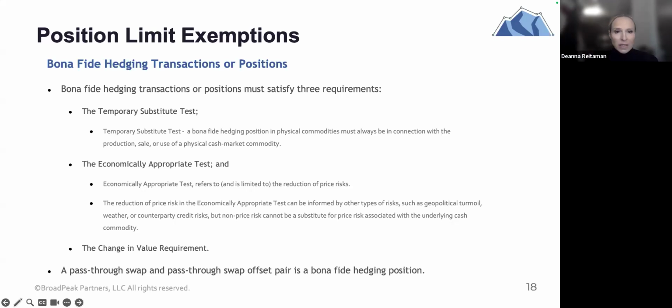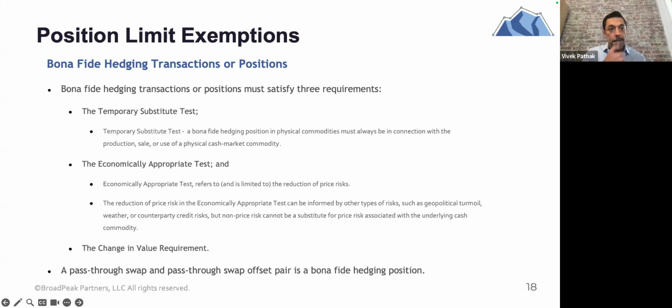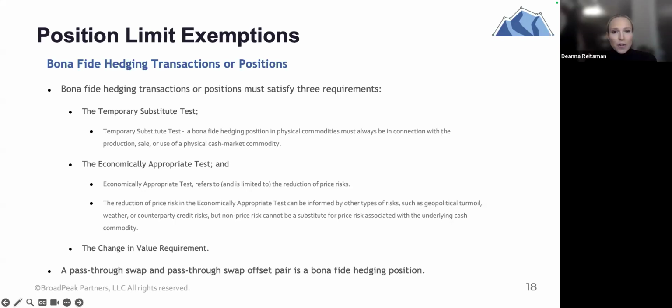So the temporary substitute test is a bona fide hedge position in physical commodities when, in connection with that, it could be used in connection with production, sale, or use of something in the physical cash market commodity, right? So it's like a temporary substitute test. That one I think is the easiest. The economically appropriate test refers to the reduction of price risk, right? So your bona fide hedge position has to reduce your price risk, right?